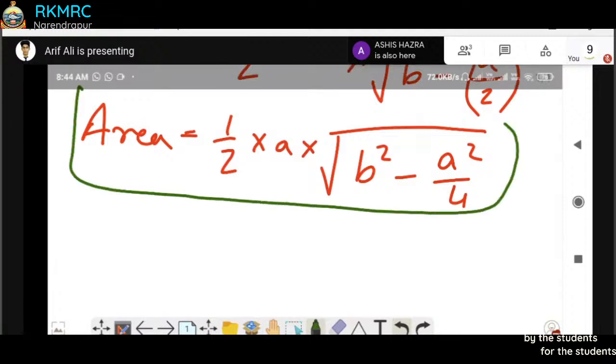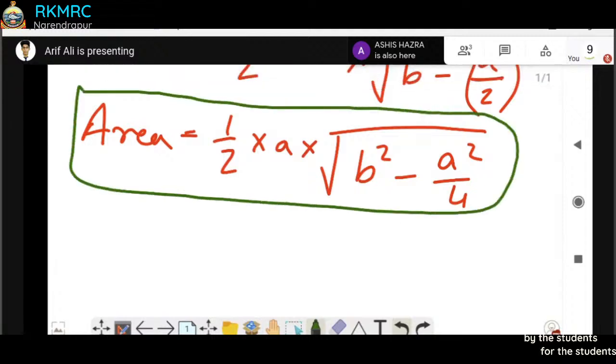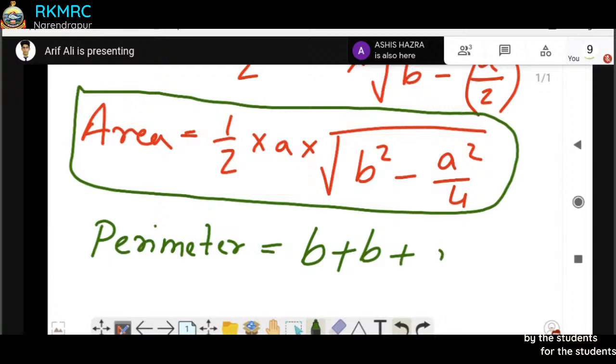Let me highlight this. This is isosceles triangle area. Now comes perimeter, the sum of all the sides. Two sides are same, so b plus b plus another side, which is 2b plus a.